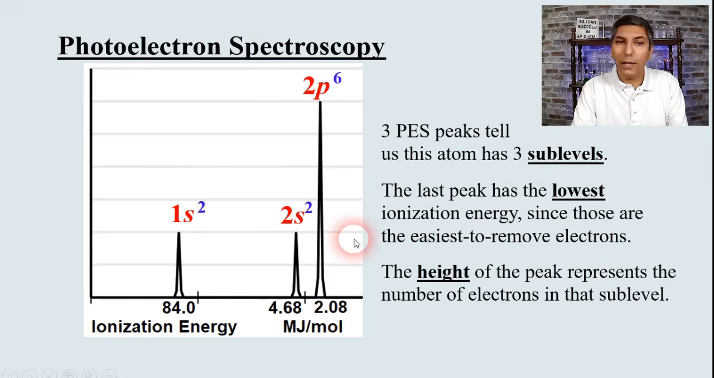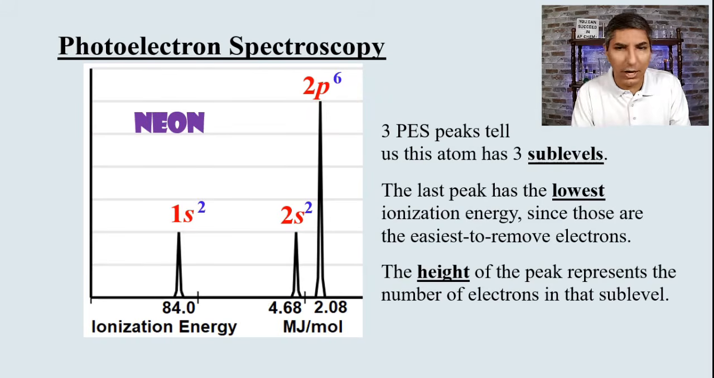And if you can write an electron configuration, you can interpret a PES diagram, because we know that if the electron configuration is 1s2, 2s2, 2p6, well, you can look right at the periodic table and see that we're talking about the element neon for this diagram right here. So this is how we can interpret a photoelectron spectroscopy diagram.